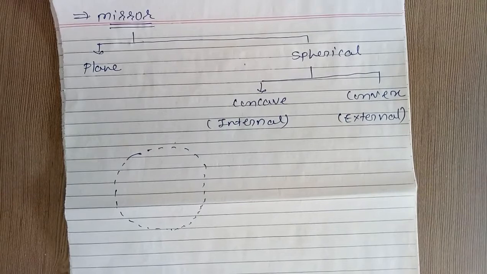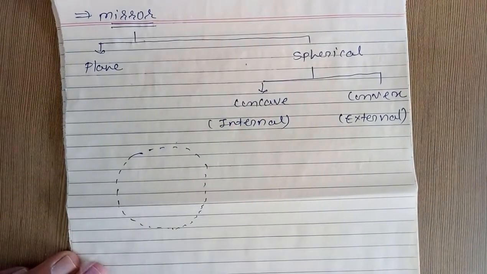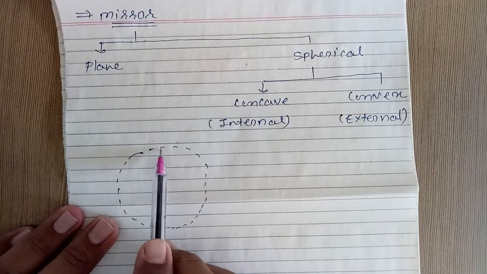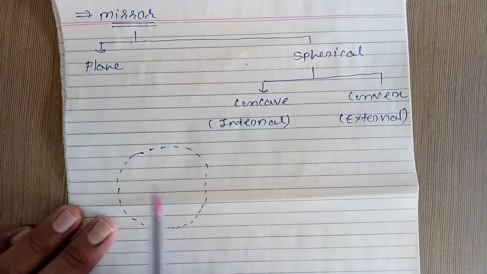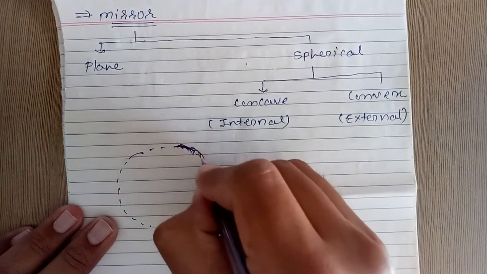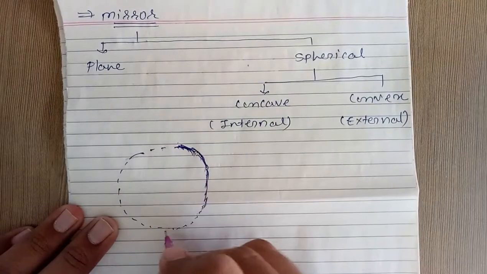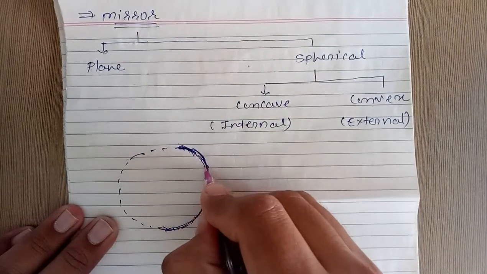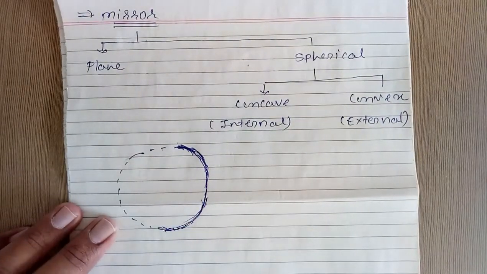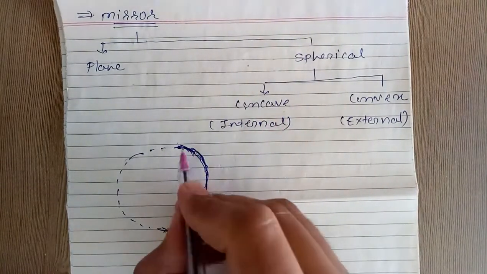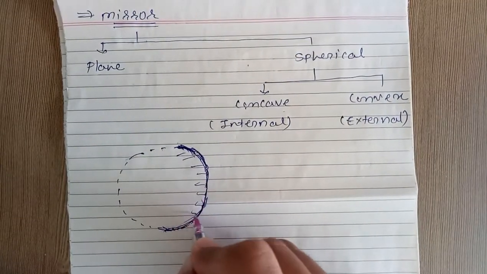Now in a concave mirror we make the internal surface reflecting. So here there are two surfaces. This is known as internal and this side external. Here I shade this internal surface like this. This internal surface is made reflecting, then this mirror is known as a concave mirror. So friends, this is our concave mirror.